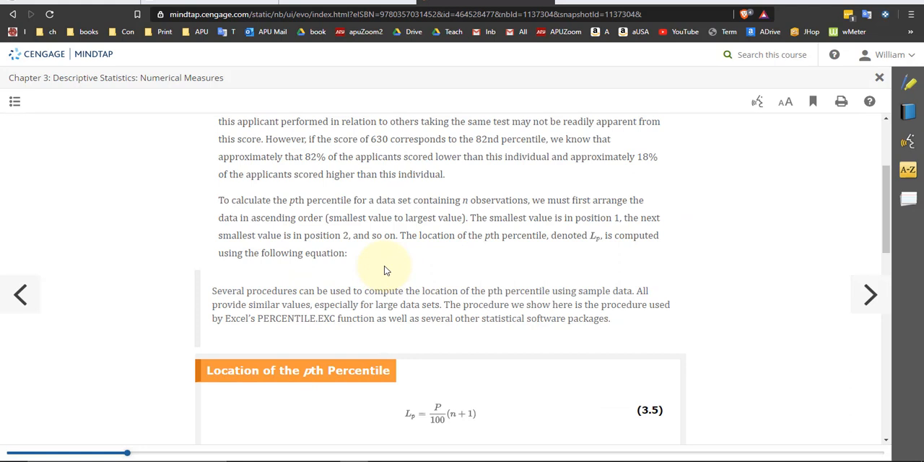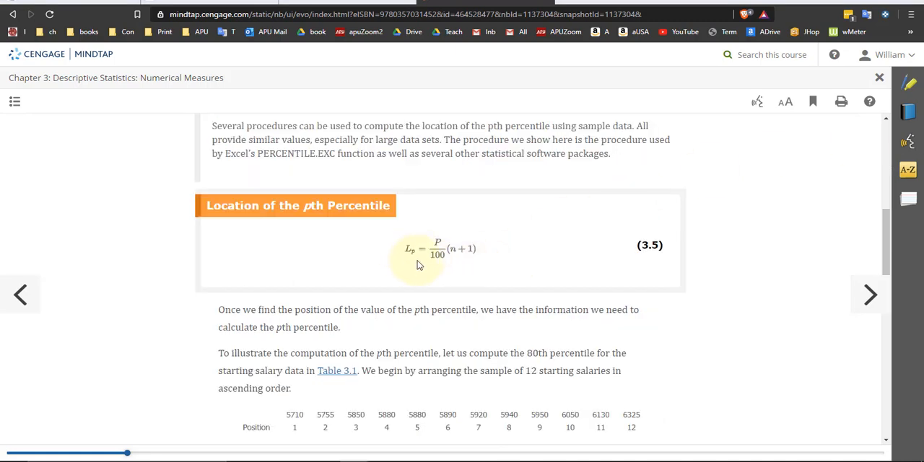Okay, so how do we calculate the pth percentile for a data set containing n observations? Suppose I want to know where the 90th percentile is for a data set that contains n observations. We first have to arrange the data in ascending order from smallest to largest. Then the location of the pth percentile, for example, where is the 90th percentile score, that location, denoted L sub p or L sub 90, is computed using the following equation. So we take 90 over 100, and they said they had 12 items in the data set, so n equals 12. So again, we take 90 over 100 times 12 plus 1, which is 13. So we do 0.9 times 13.